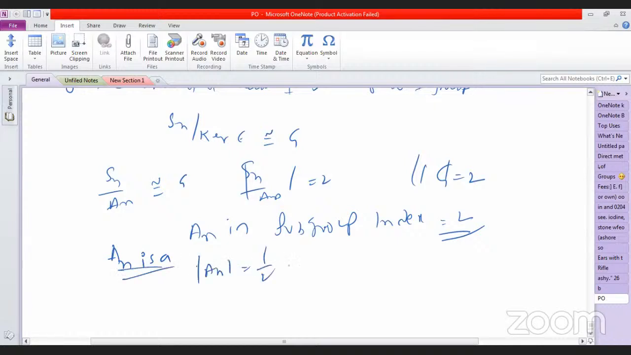N is equal to 1 by 2 to the power n. So therefore, 1 by 2 of n factorial is a normal subgroup of.